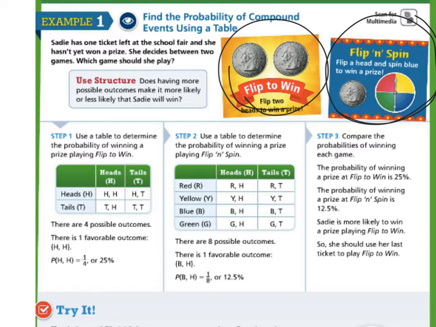You'll notice that there are 3 steps here, and in each step, a table is made to determine the number of outcomes and the number of favorable outcomes. So when we compare the probabilities of each game, we can determine which game gives her the better chance of winning. Once you've finished looking through example 1 and reading carefully through those 3 steps, go down to the try it at the bottom of the page and try that one. Come back to the video when you're ready to check your answer.